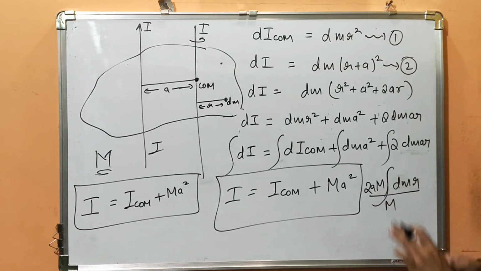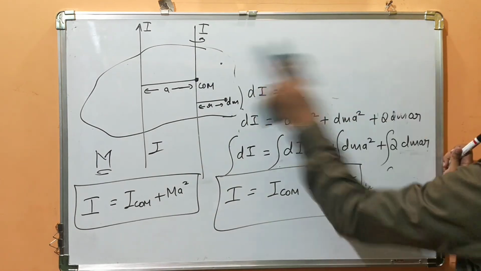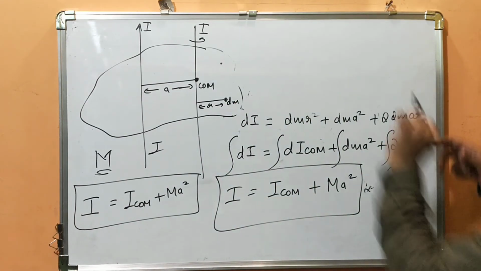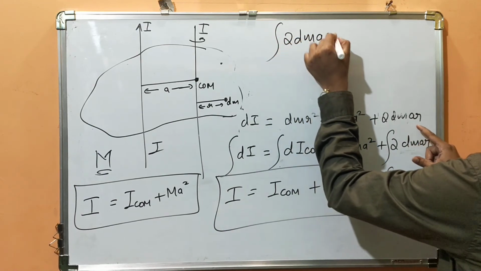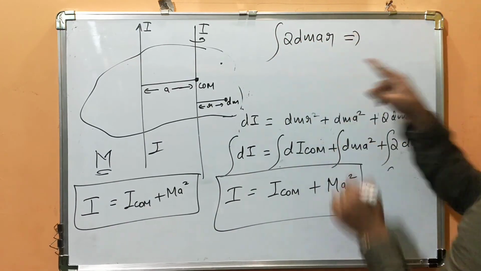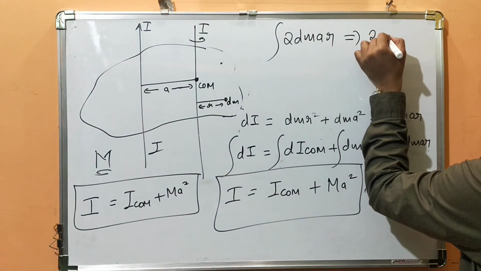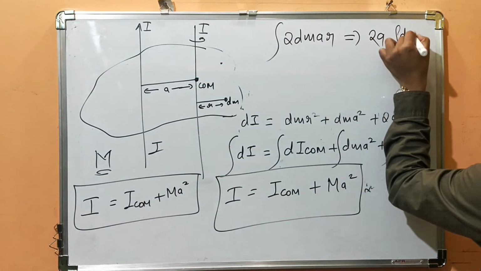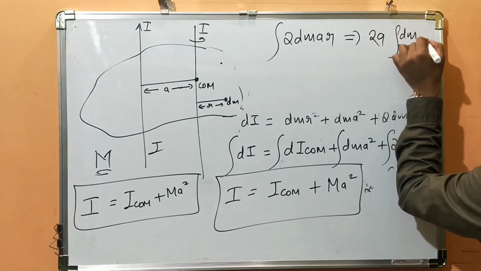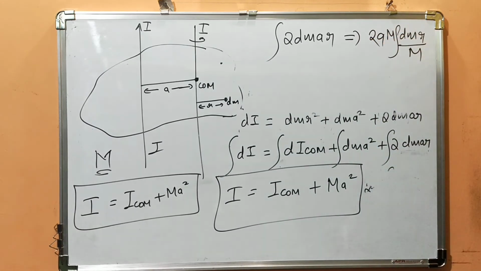Now I'll tell you why it is 0. Listen. Now look here, it is very important to understand. It is integration of 2 dm ar. Now you know the rule of integration: constant should be taken outside. So 2 is outside. a also remains constant, since it is a parallel axis, the distance remains constant. So what is left inside? dm r. So what I will do is, I will divide and multiply m on both sides.